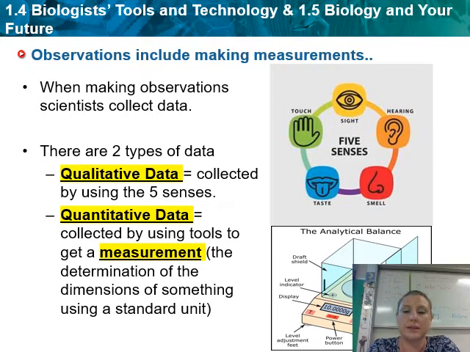Then we have quantitative data. Quantitative sounds kind of like quantity, numbers, okay? So what quantity is something? So quantitative data is data collected by using tools to get a measurement. We're going to weigh something. We're going to see how tall something is. We're going to count something, okay? So qualitative, what qualities does it have? So again, the five senses. Quantity, what's the quantity? Quantitative data, okay, using numbers.